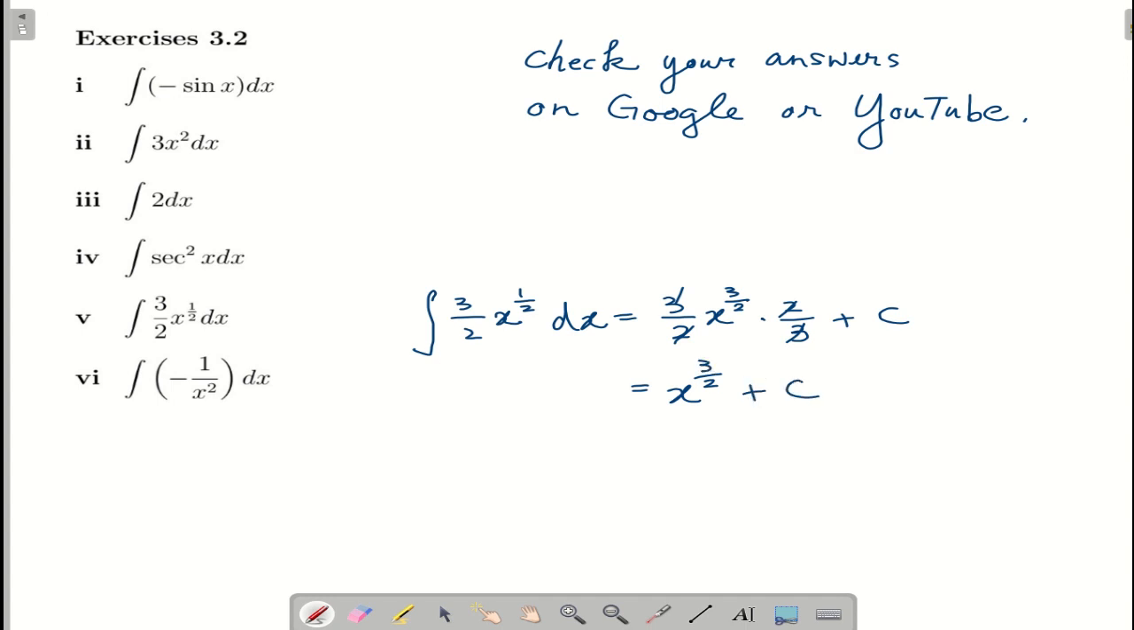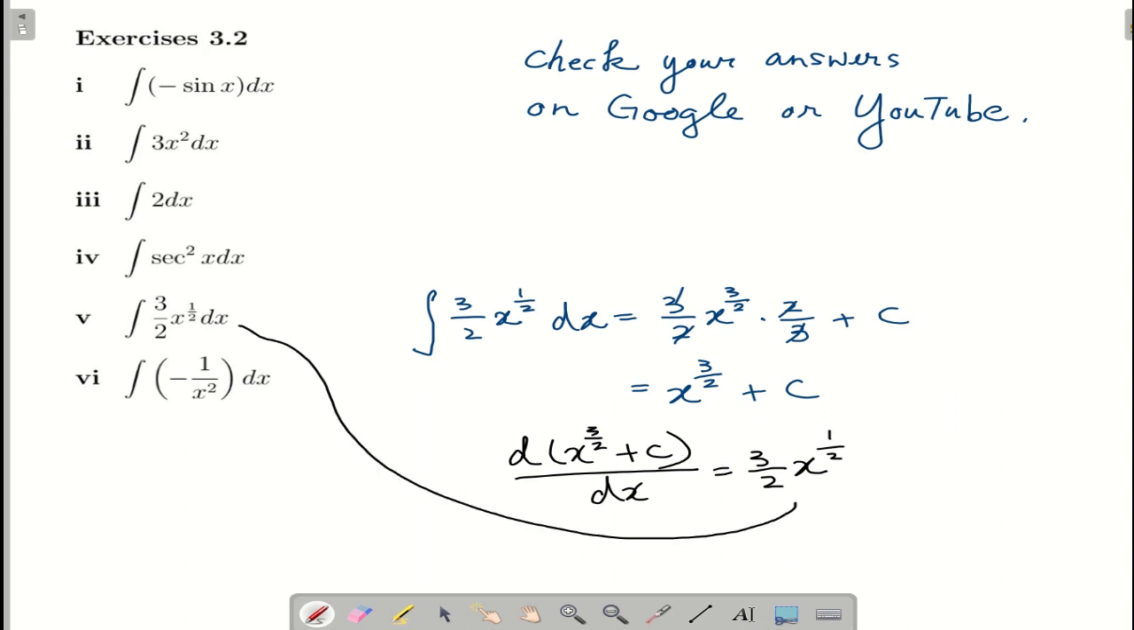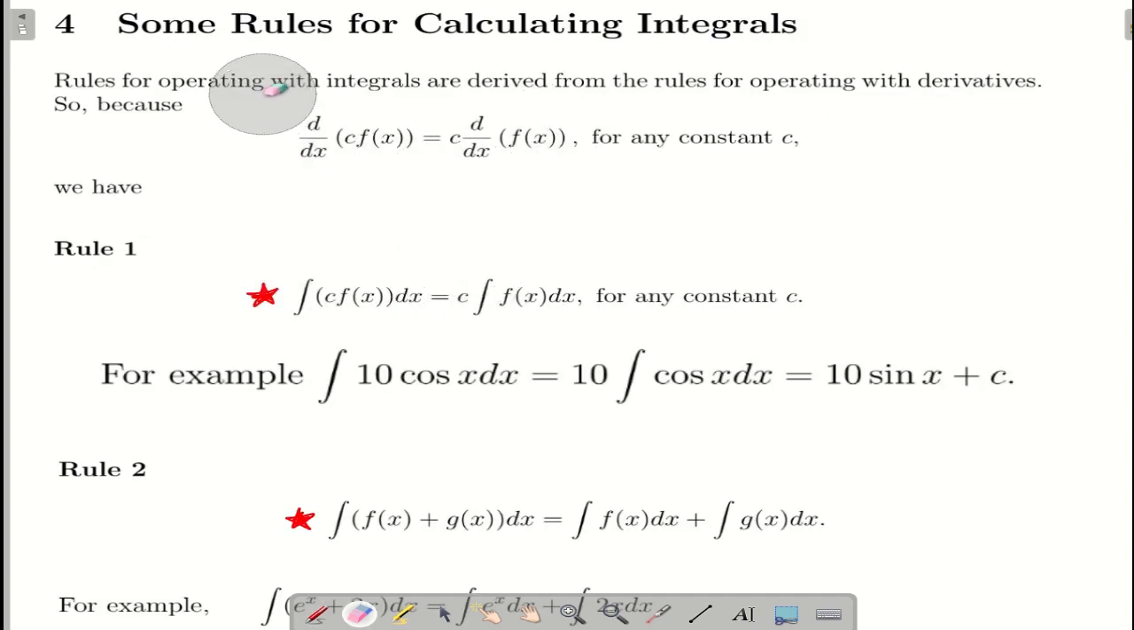If you want to check the answer, you can do it the other way round, by taking the derivative of this function. If we take the derivative of x to the power of 3 over 2 plus c with respect to x, we have this 3 over 2 put down, we get 3 over 2 x, and this minus 1 is 1 over 2. We get back the original function here. So the answer is checked. In the next tutorial, I will show you some rules for calculating the integration of a function.